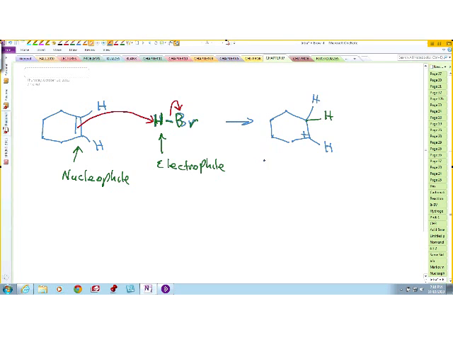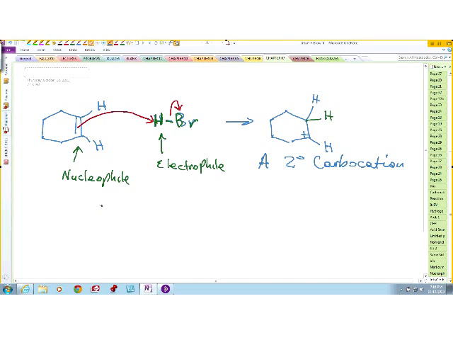So at this point, what have we formed here? We have formed a secondary carbocation. Because if you look at this carbon here, a secondary carbon is that carbon that is attached to only two other carbon atoms. So this is a secondary carbocation.